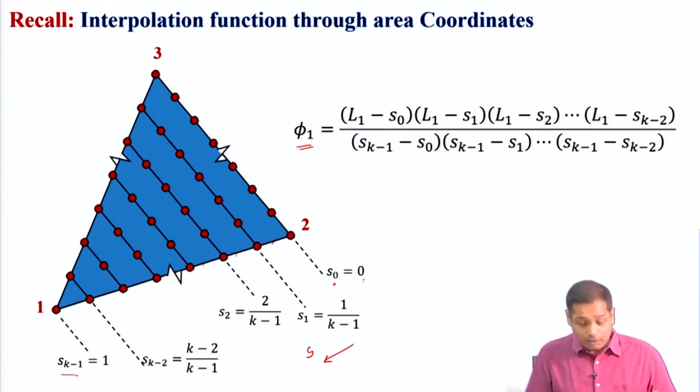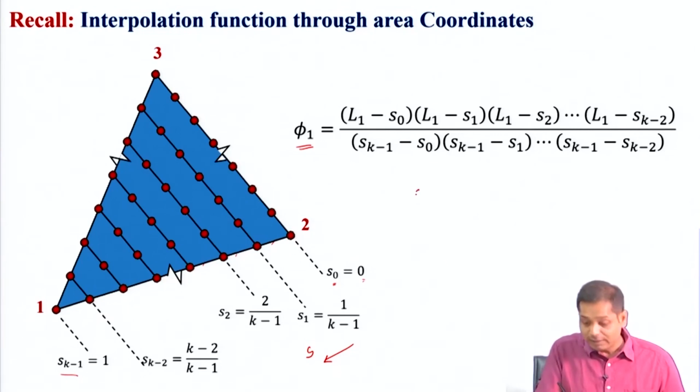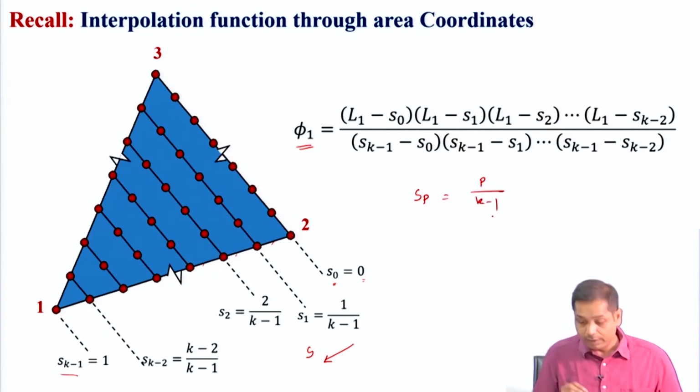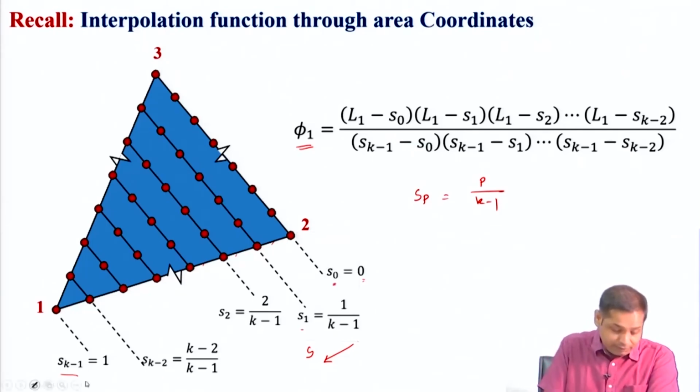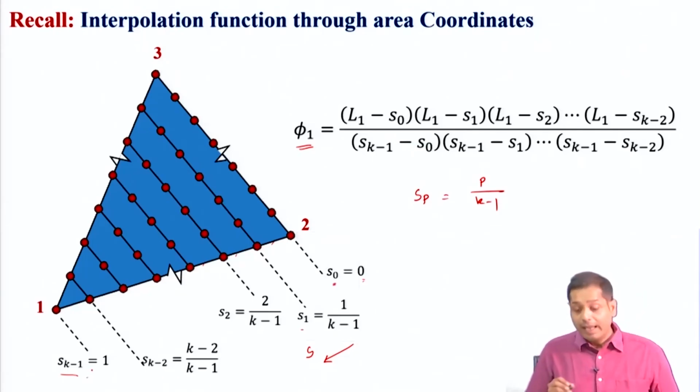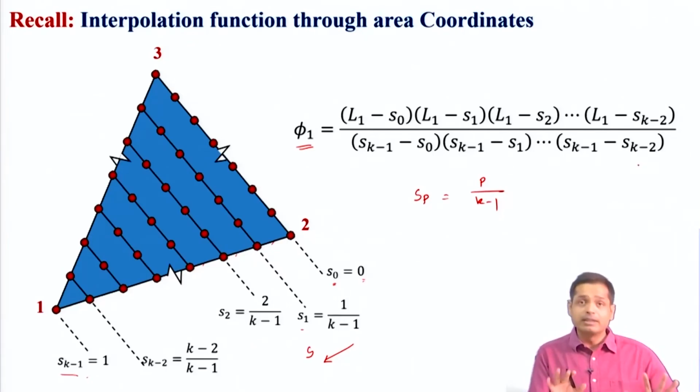And then in between, for any arbitrary node, say pth node, we know that Sp can be written as p by k minus 1, right? Similarly, S1 will be 1 by k minus 1, S2 will be this, Sk minus 2 will be this, and finally Sk minus 1 is equal to this. And then your phi 1 will be this. So we have discussed this in the last class, right?